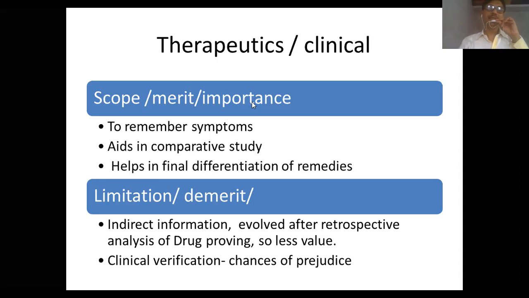Then again, what is the limitation of this? It is indirect information. It is evolved after the retrospective analysis of drug proving. No prover will directly tell you this is the disease from which I have suffered. Dear prover, write it down. No such type of narration will be given by a prover. It is just an indirect verification, and in the clinical verification steps, there are a lot of chances of prejudice.